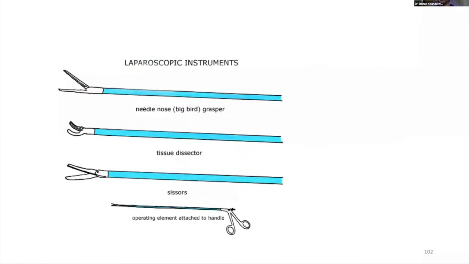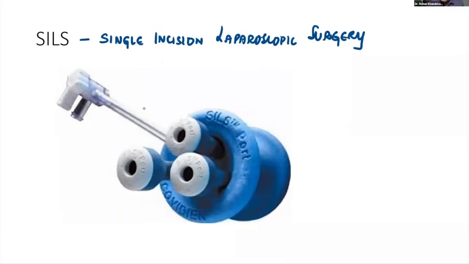These are laparoscopic instruments. Laparoscopic instruments are long black instruments. The black coating around the instrument is insulation so that current does not leak out. This has also been asked. This is SIL, single incision laparoscopic surgery port, where through one port you can put in 3 instruments and you can carry out surgery using a single incision.